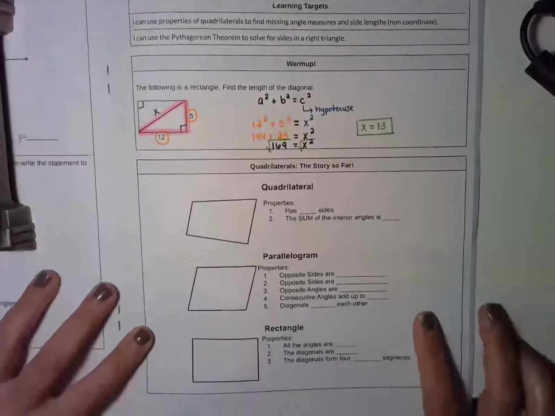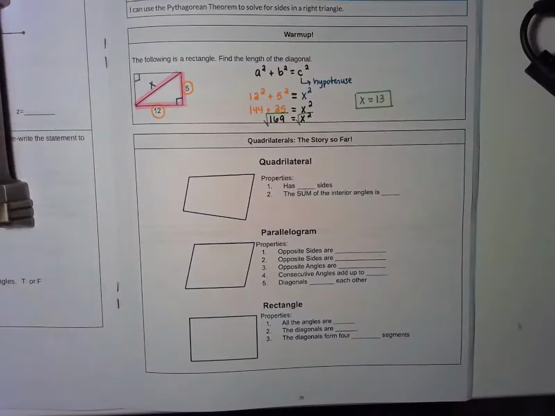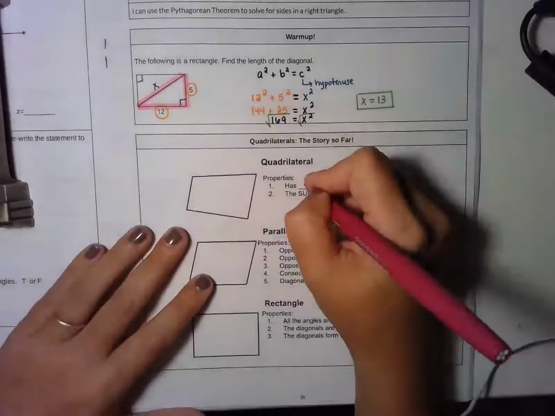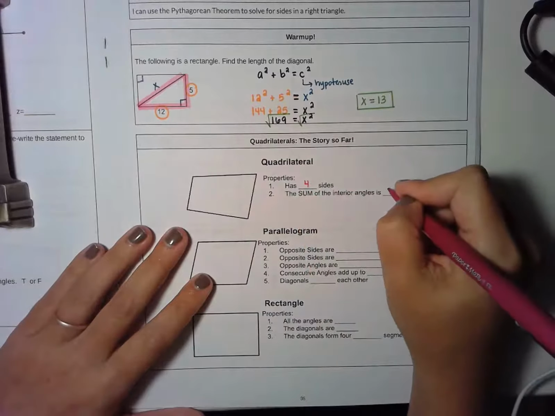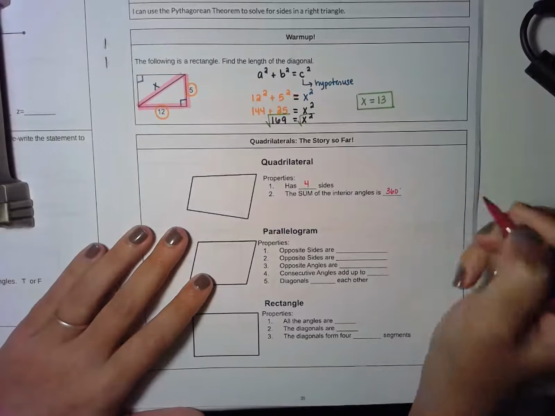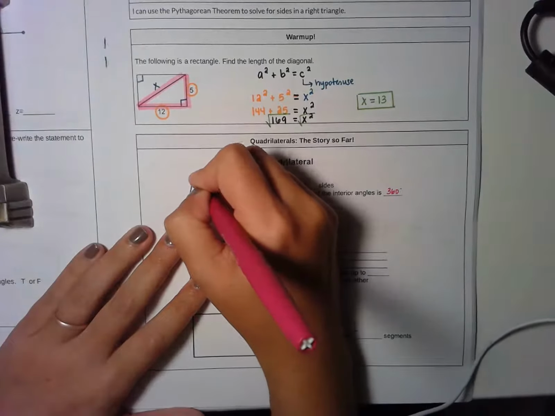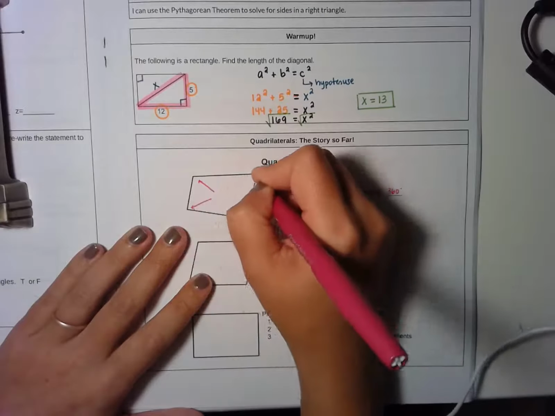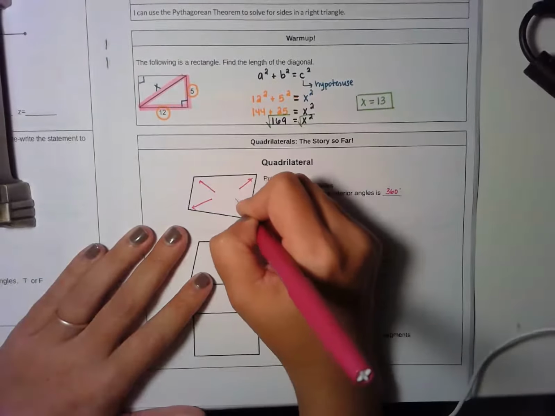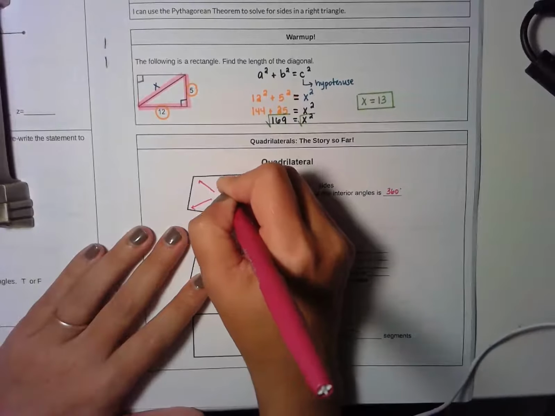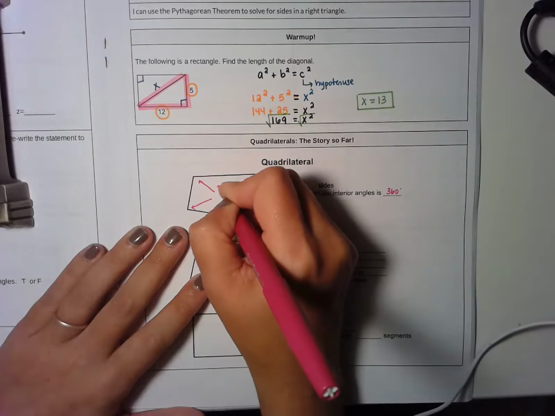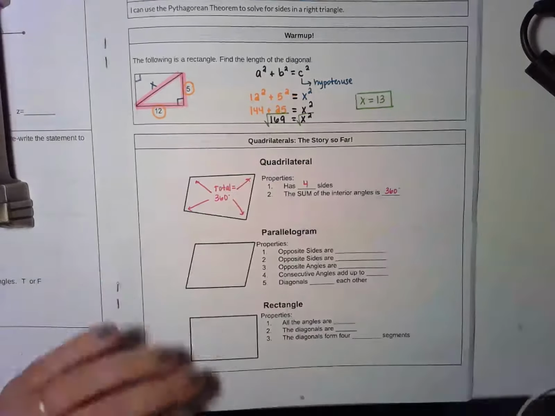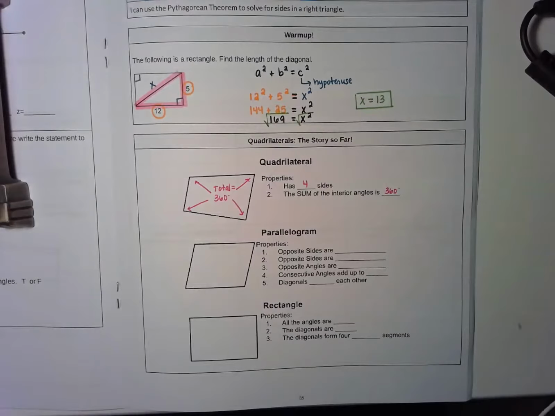Now, to summarize what you already know, we already know so far in this unit that a quadrilateral has 4 sides and that the sum of the angles is 360. So if I add up all of these angles in this picture, all 4 of these, the total is equal to 360 degrees. We've also learned about 2 special types of quadrilaterals.